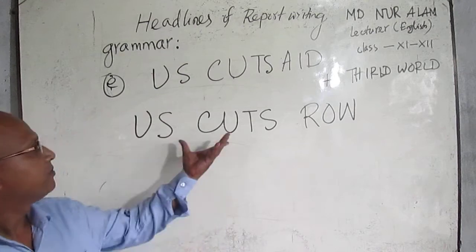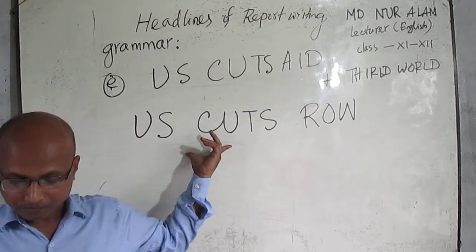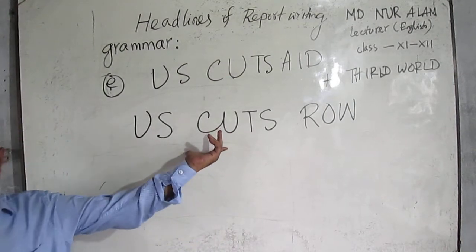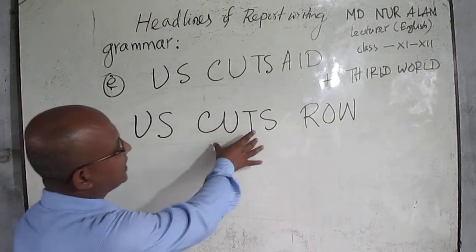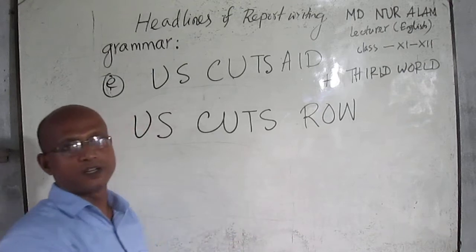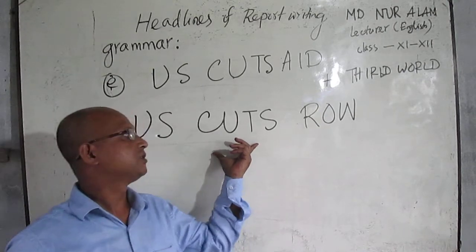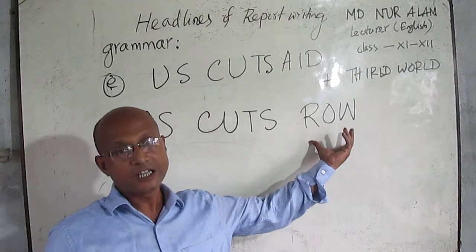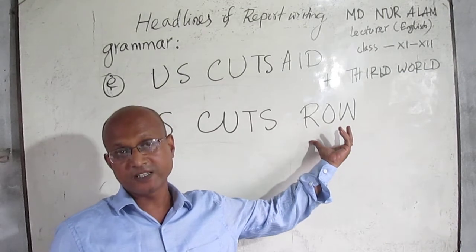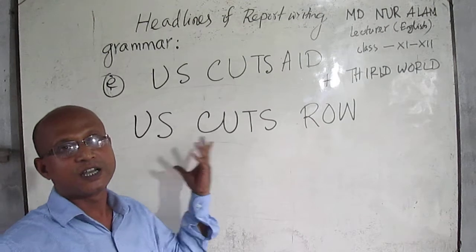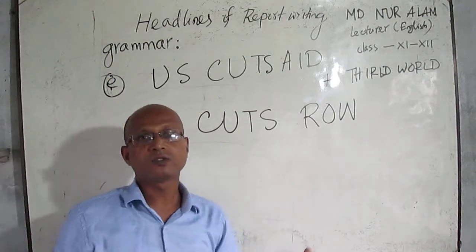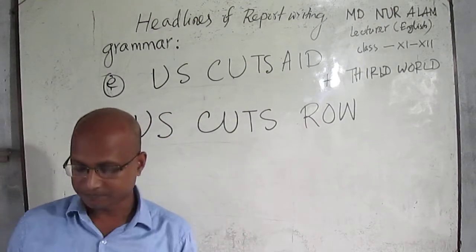So what is the meaning of this headline? Row means disagreement, cuts means reduction. So there has been a disagreement because the United States has reduced the amount of help.